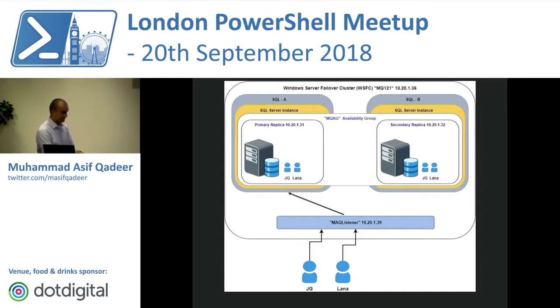Yes, this is a typical 2-node AAG cluster. We have 2 replicas, SQL A and SQL B, with 2 users on each side, and they are connecting using the listener name. So far, the configuration looks good. Everyone is connecting, no problems. Then we created 2 more users or logins. They are connecting as well, still to node A, which is the primary replica.